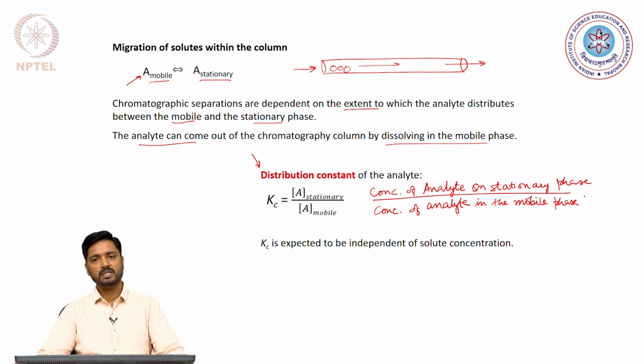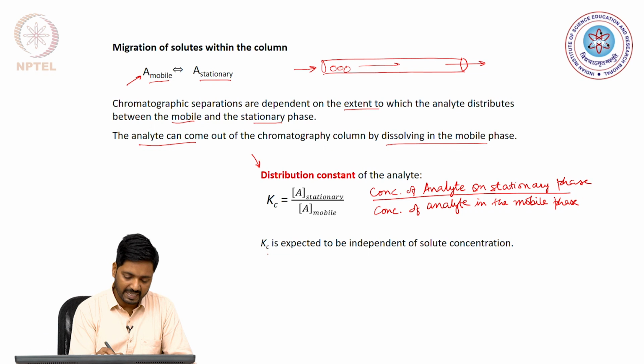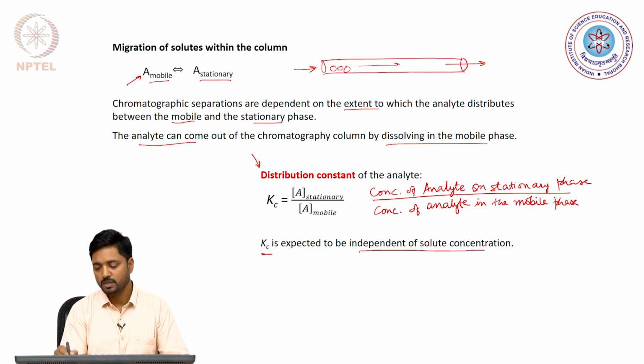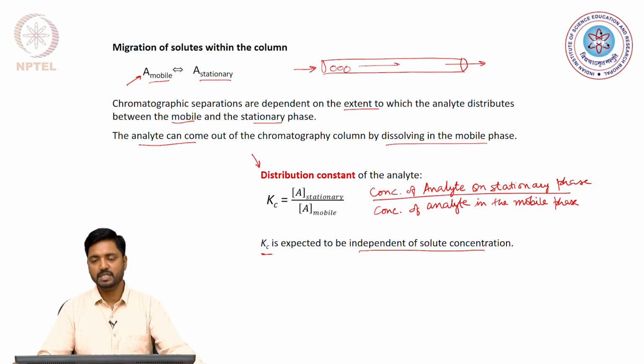And what is also expected is that this Kc value, the distribution constant, is independent of the solute concentration. So, essentially what we are trying to say here is that irrespective of how much solute is present within the column, the distribution constant remains invariable and is not changing with the solute concentration.